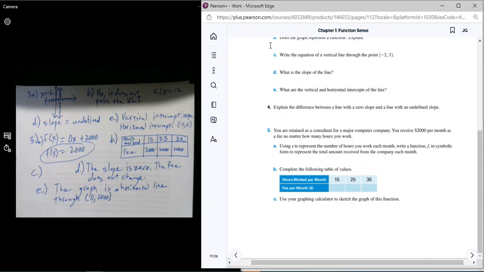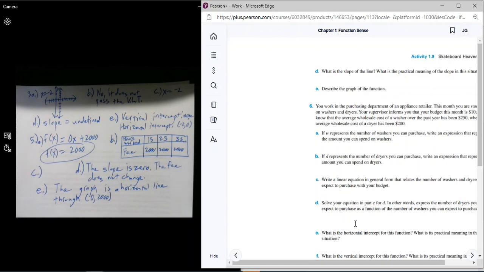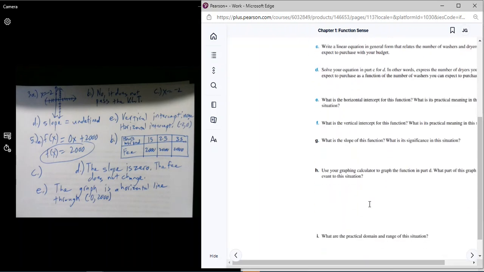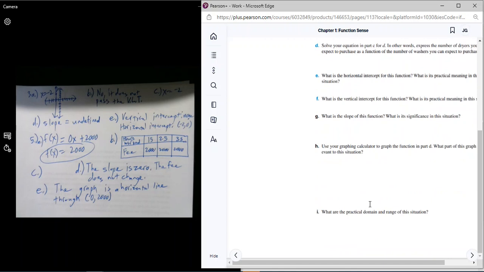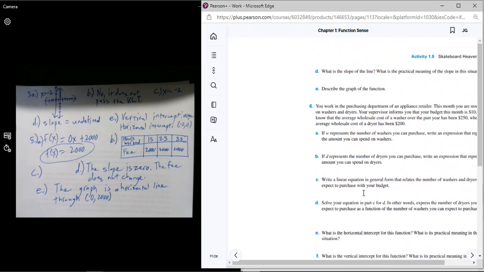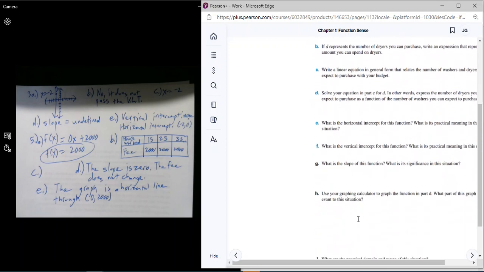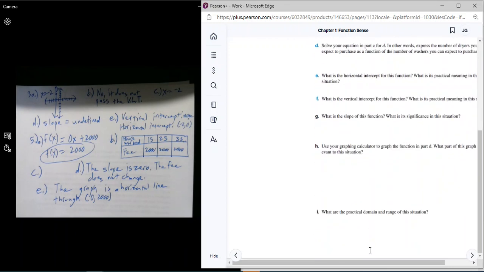Okay, now, problem number 6, I'm not going to do. I'm going to have you all do that on your own. And the reason being is problem number 6 is not difficult. It's just a little lengthy. And it goes from A through I. So again, if you have any questions on number 6, you can always ask them next class, and I will gladly take them. Okay, now we will go to 1.10.